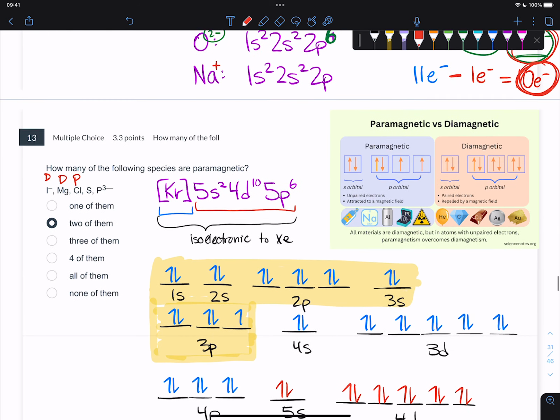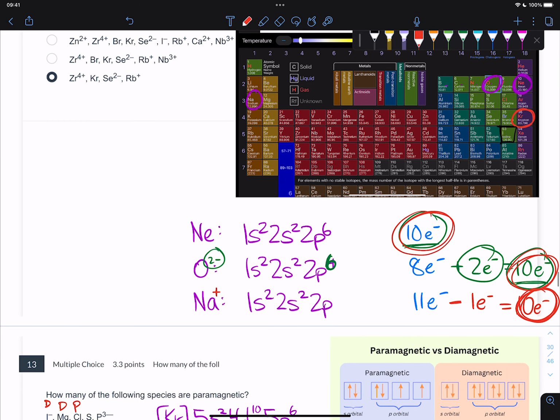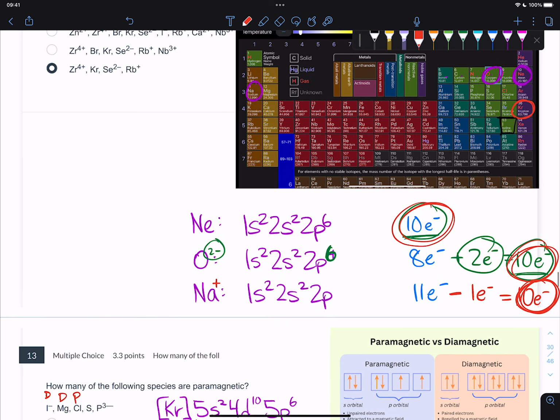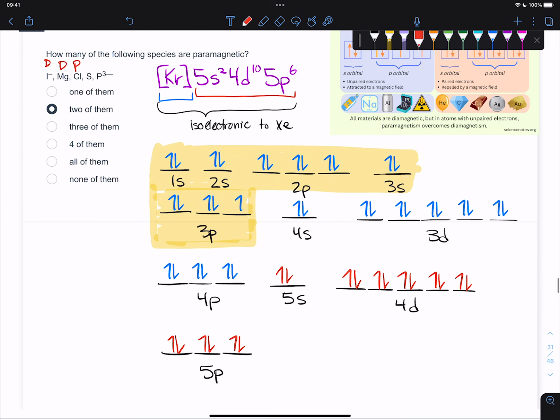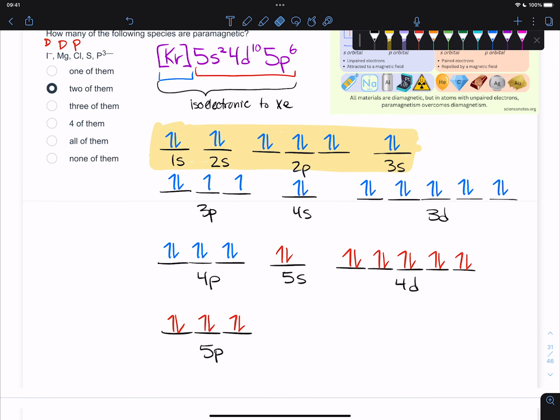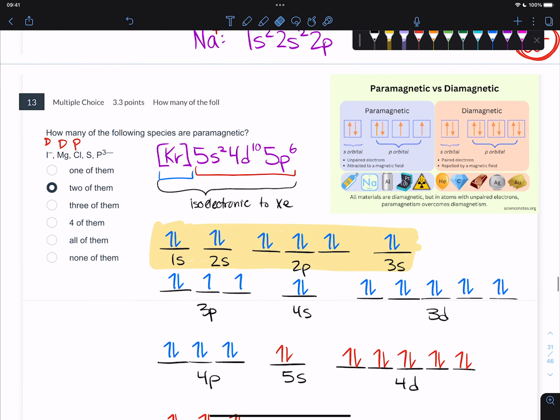Let's continue on with sulfur. Sulfur is 1s2, 2s2, 2p6, 3s2, 3p4. So actually, sulfur is one less than chlorine. So it would look like this. Sulfur is very clearly, actually, let me fill it in. So this is what sulfur would look like. Sulfur is very clearly paramagnetic.